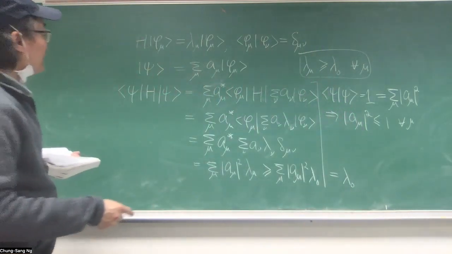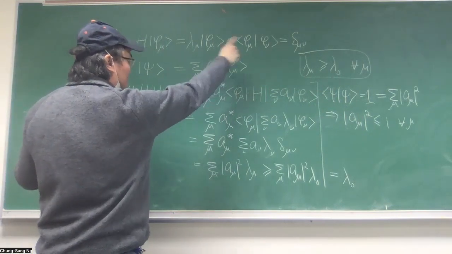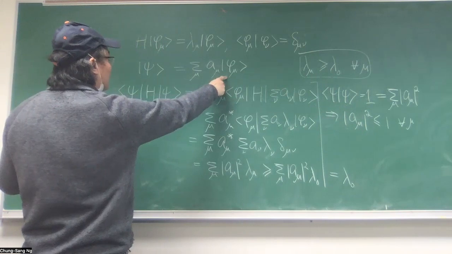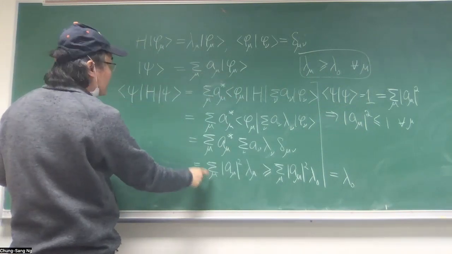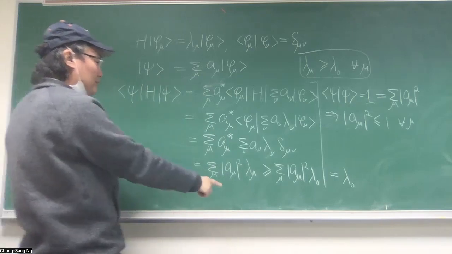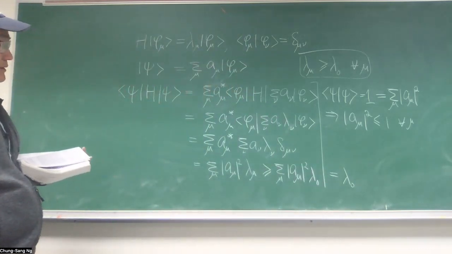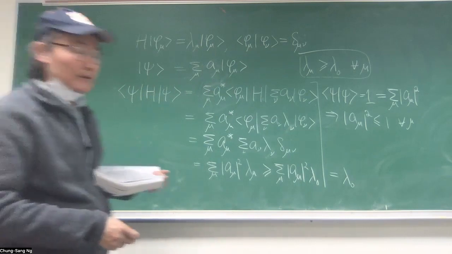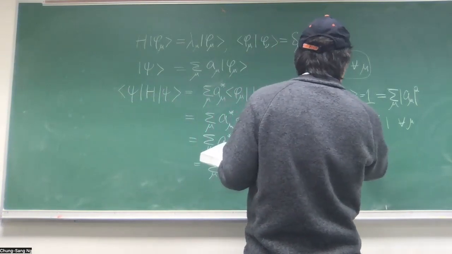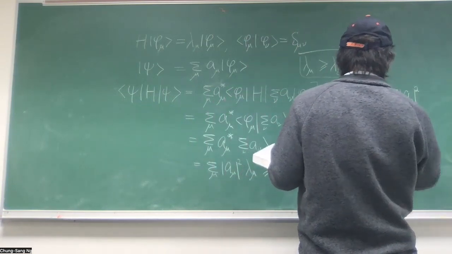So it means that if you choose an arbitrary state that is built up as just a superposition of these eigenfunctions, assume some functional form, and then you put it into here and calculate the expectation value, then it must be greater than or equal to lambda 0, right?